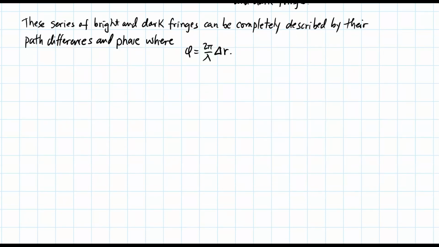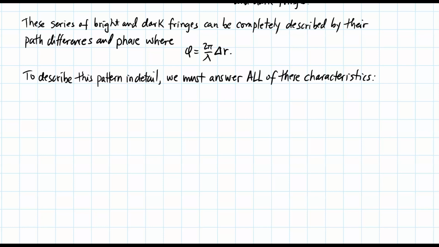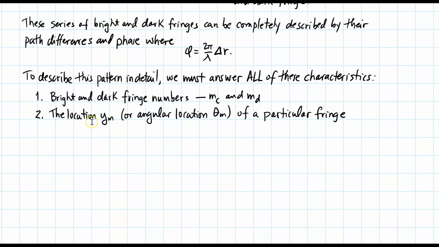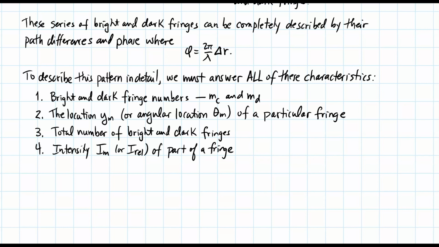These series of bright and dark fringes can be completely described by their path differences and phases, where phi is equal to 2 pi divided by lambda times delta r. To describe this pattern in detail, we must answer all of these characteristics. 1. The bright and dark fringe numbers, that is mC and mD. 2. The location y of m, or the angular location theta of m of a particular fringe. 3. The total number of bright and dark fringes. 4. The intensity I of m, or I relative, of a fringe.